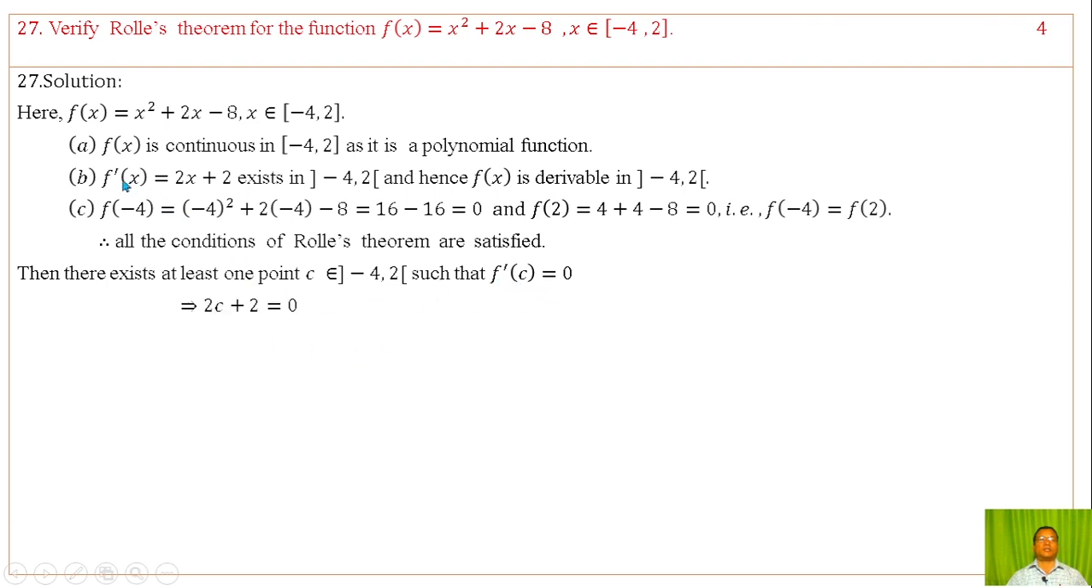This implies f dash of x is this. Therefore, replacing x by c, we have twice c plus 2. Solving, c equals minus 1, which belongs to this open interval. Hence, Rolle's theorem is verified.